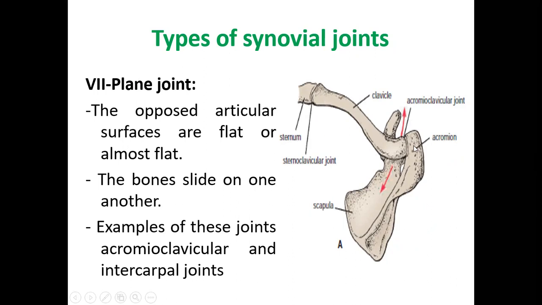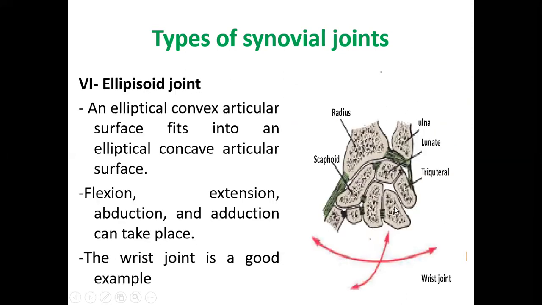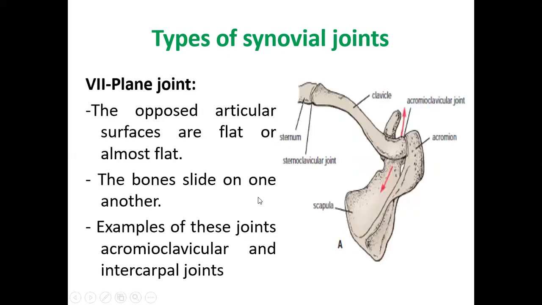Acromio. So here you can see this is the acromion part and this is the clavicle. If you see both the surfaces of both the ends, they are flat. The best example is the acromioclavicular joint, as well as the intercarpal joints between the carpal bones. We have seen the carpal bones here. In between the carpal bones there is articulation. This is also the plane type of joint, plane joint. Okay, plane joint. So the best example is the acromioclavicular.